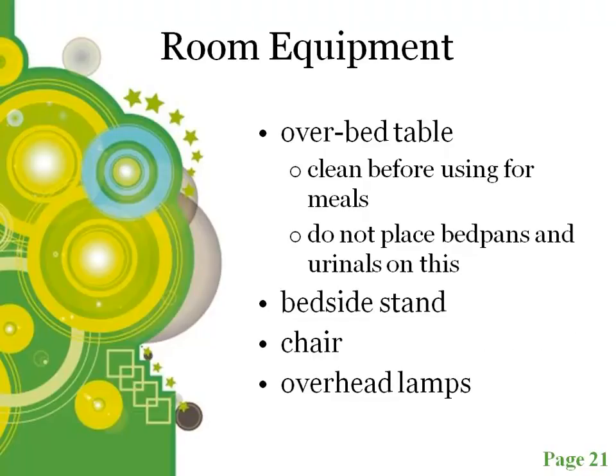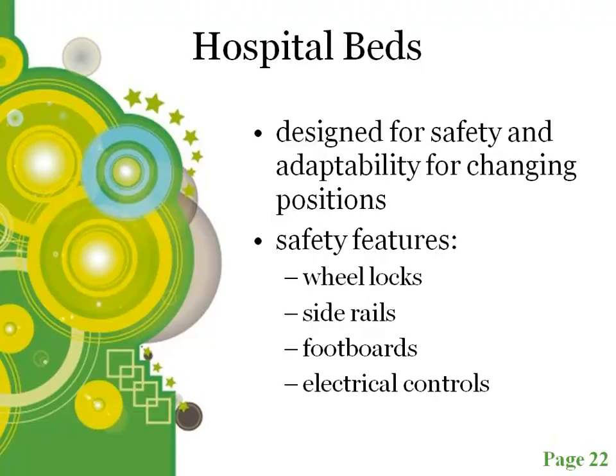The room equipment, most rooms will have an overbed table. We need to clean before using meals and try not to place bedpans and urinals and things of that nature or our supplies on the overbed table, especially if there's a meal present. There's usually a bedside stand. We can put the patient's belongings, some that they may need throughout the day, in the bedside stand, and there'll be chairs and overhead lamps in the room as well.